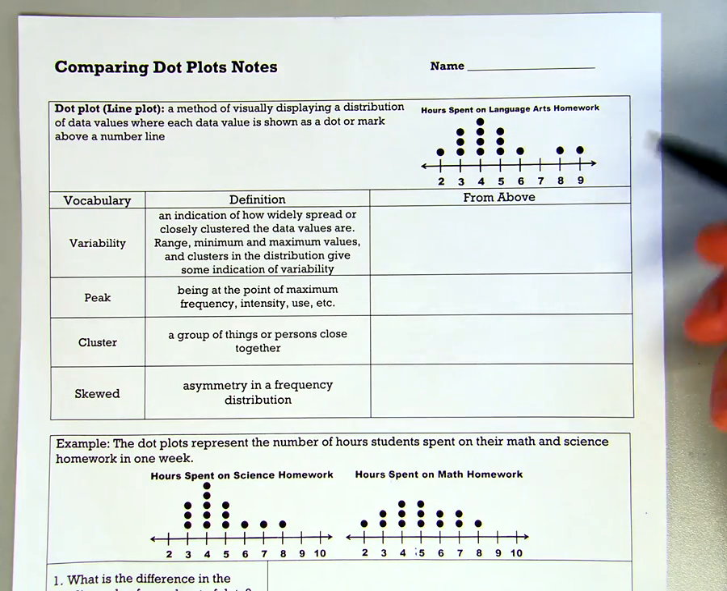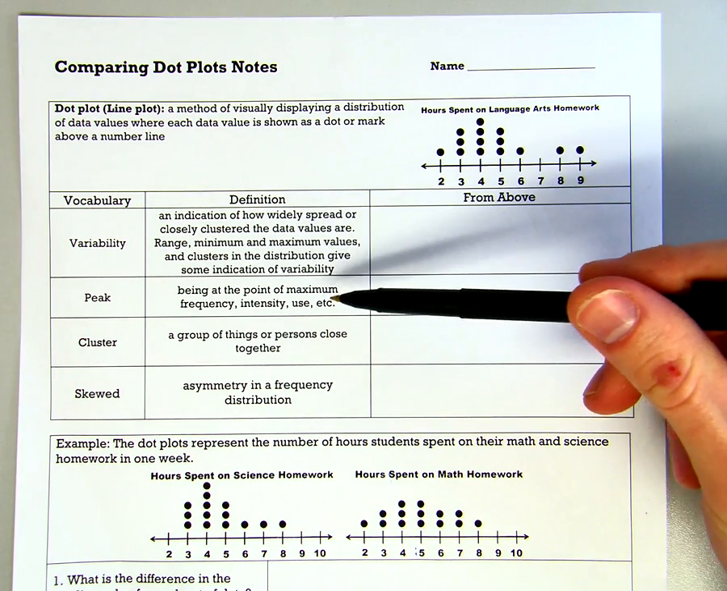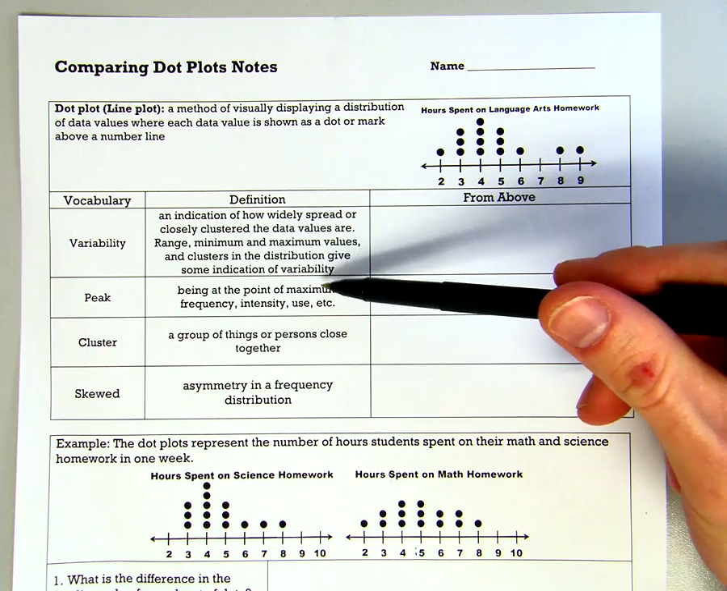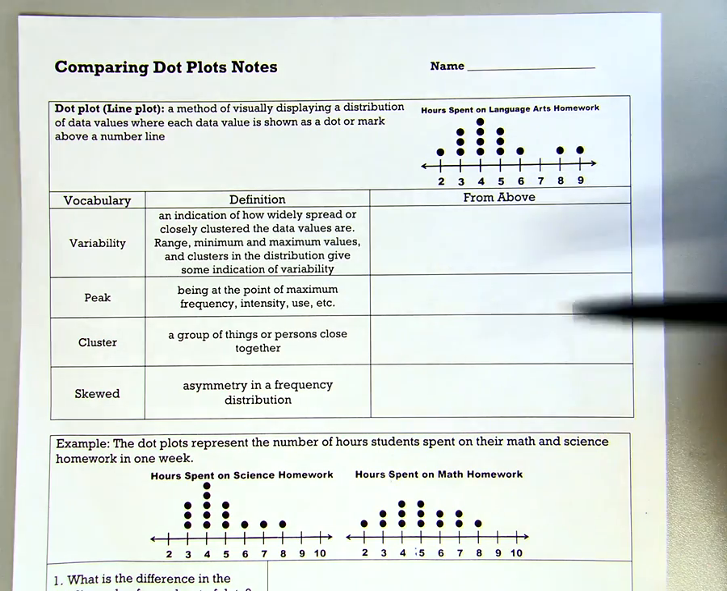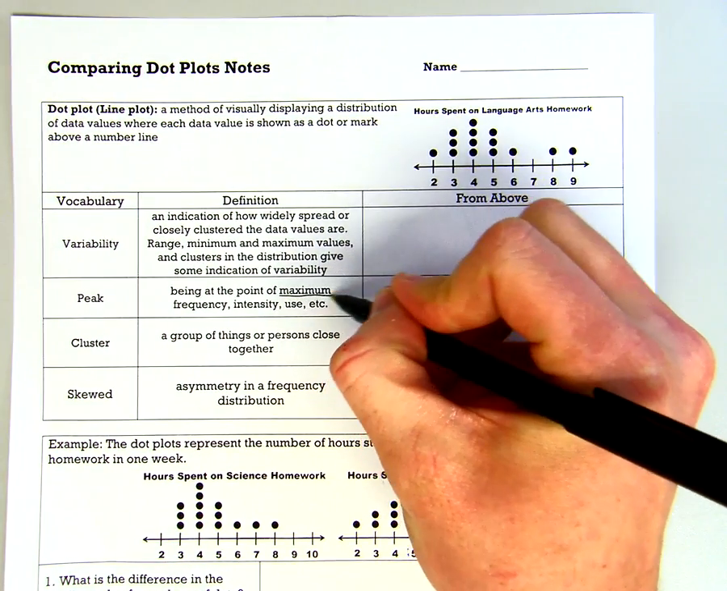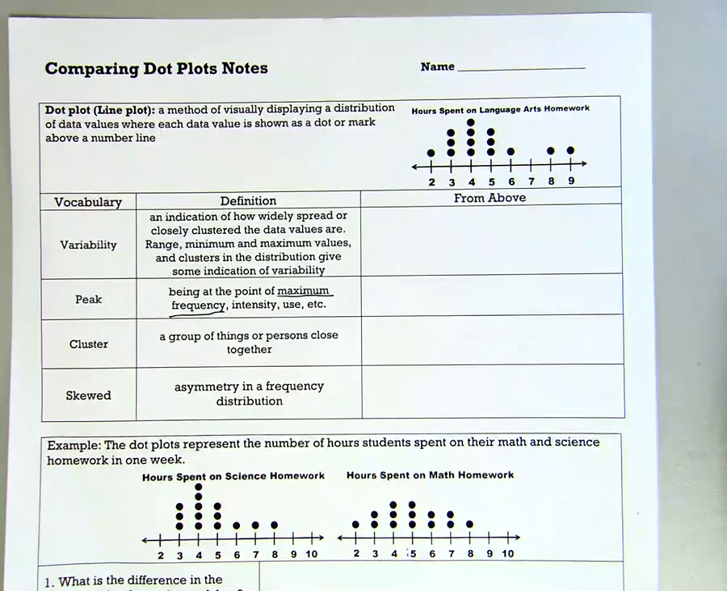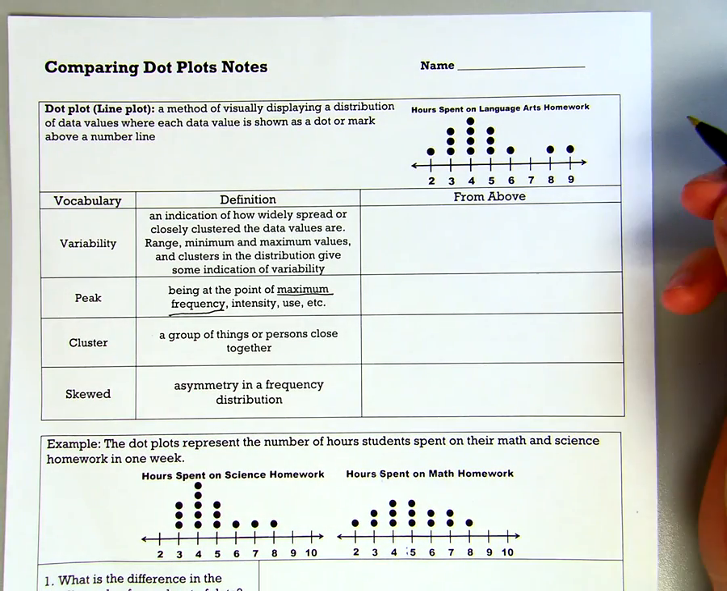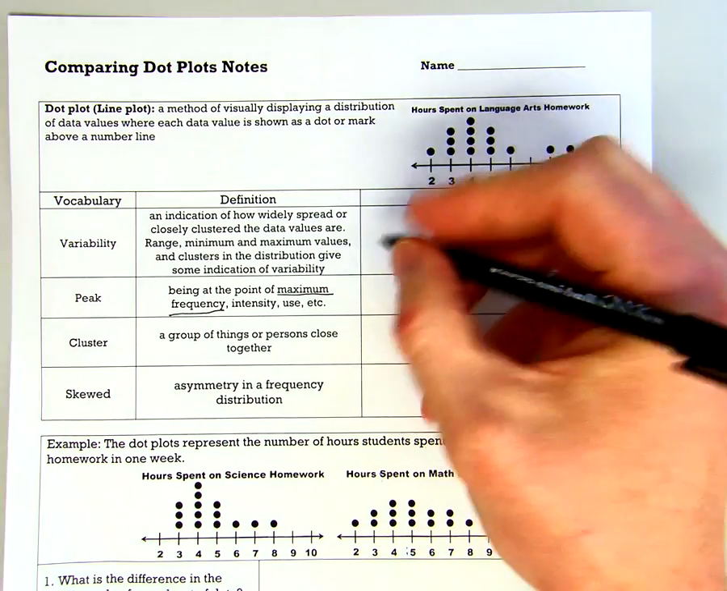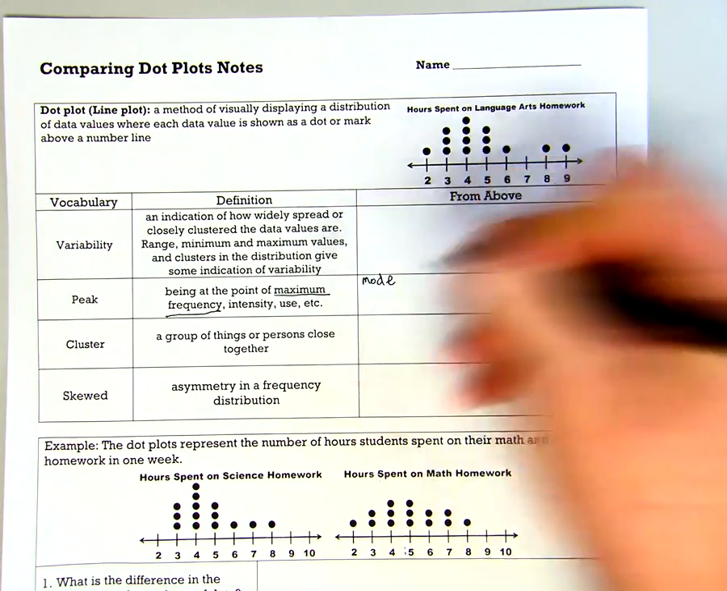My first one we'll look at is peak. Peak is being at the point of maximum frequency or intensity. Notice how it says maximum frequency. If we think about another word that you have done before that is the maximum frequency, or that happens the most, it's just like mode. There's no difference from it.